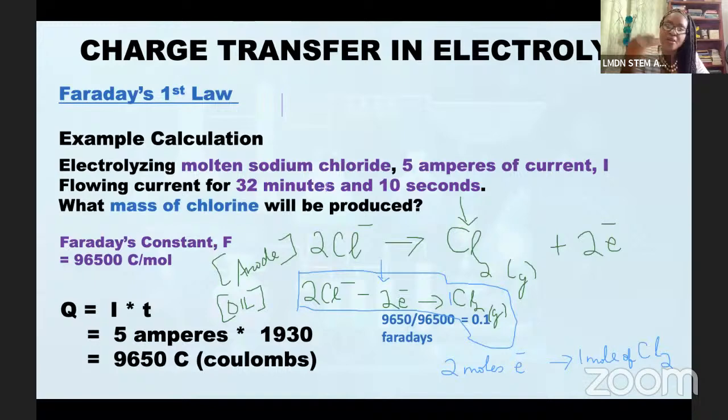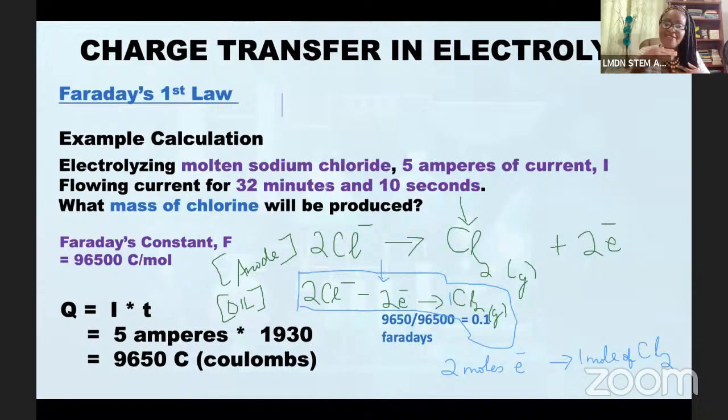If we are only moving 0.1 moles of electrons through this system, how many moles of chlorine molecule are we then going to be able to make? If everything was in our favor and we had 2 moles, we'd get 1 mole of chlorine molecule, but we don't have 2 moles. Now we only have 0.1 moles. That's that 0.1 Faradays, essentially.